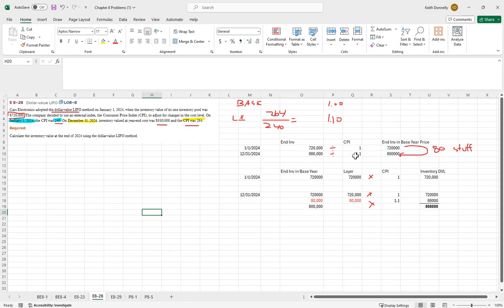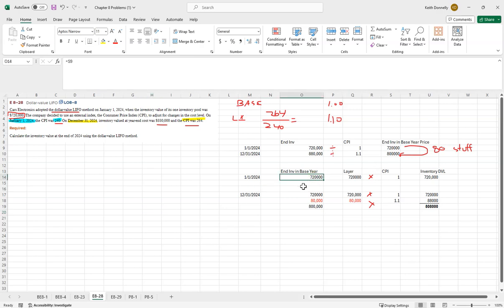We divide by the CPI for the respective years, right? That gets us 720,000 and 800,000, an apples to apples comparison. Once we get it apples to apples, we see we went up, we got $80,000 of more stuff, compared to what was the cause of inflation.